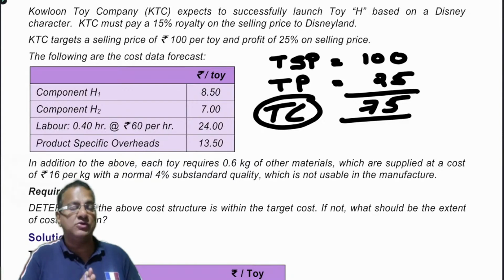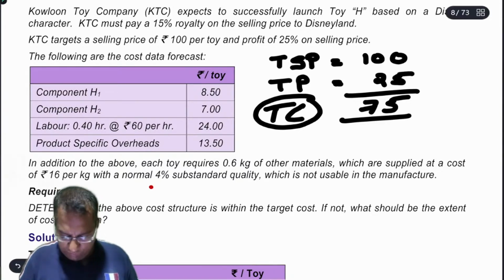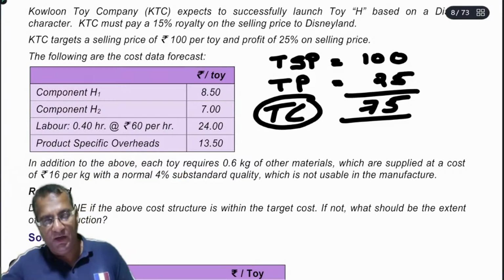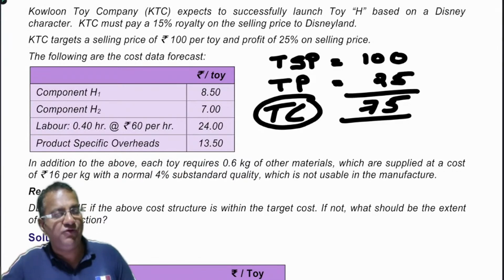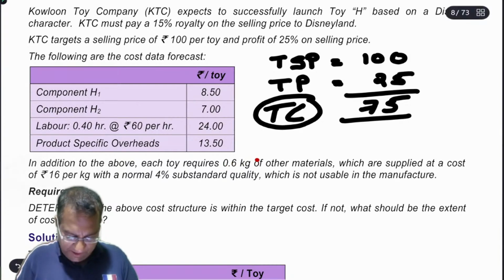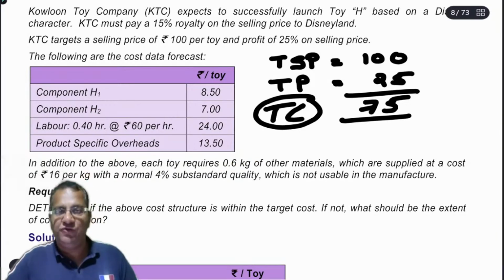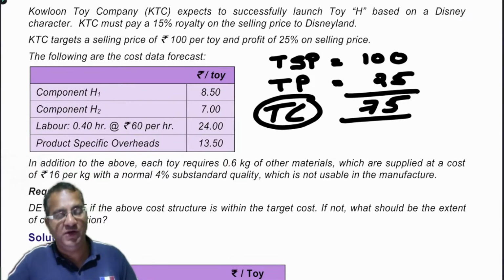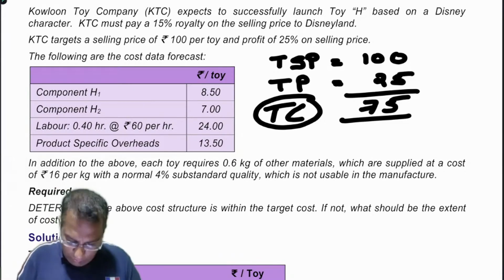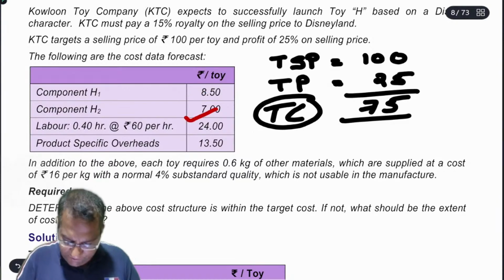9.6 is the consumption quantity of raw material, while whatever we purchase, out of that 4% will not be usable, so the consumption quantity is equivalent to 96%. So 0.6 multiplied by 16, 9.6, is equal to 96%. Therefore 9.6 divided by 96% जब आप करेंगे तो it amounts to 10. So 8.5, 7, 24, 13.5 and 10.